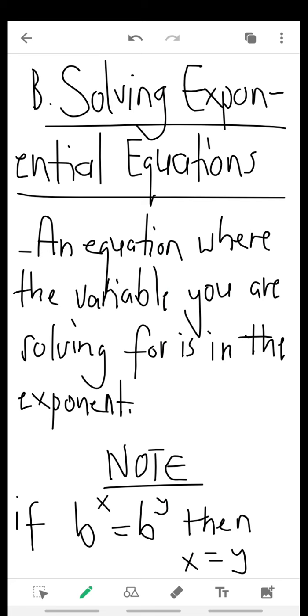Solving exponential equations. Let's go back to exponents. Remember, when you look at exponent form of a number or a variable, we'll be having what? We'll be having a base and we'll be having an exponent. Okay, so an equation where the variable you are solving for is in the exponent, we call that exponential equations. Okay, so here we'll be dealing with exponential equations.